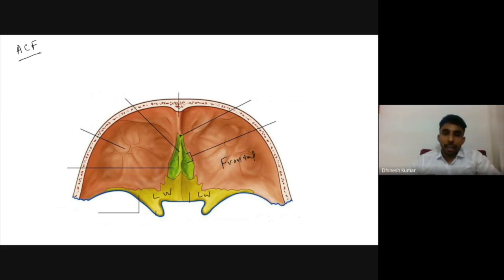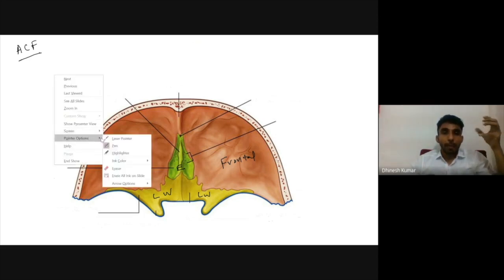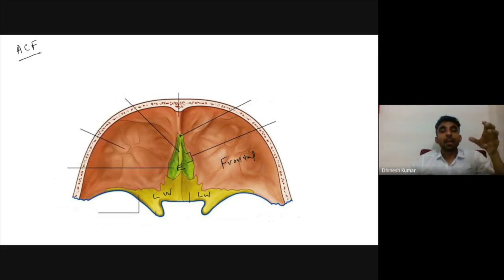Fine. And this is the ethmoid bone. This green color is ethmoid bone. So these are the three bones forming the anterior cranial fossa: frontal bone, lesser wings of sphenoid bone, and ethmoid bone. Now, coming to the important features of the anterior cranial fossa.